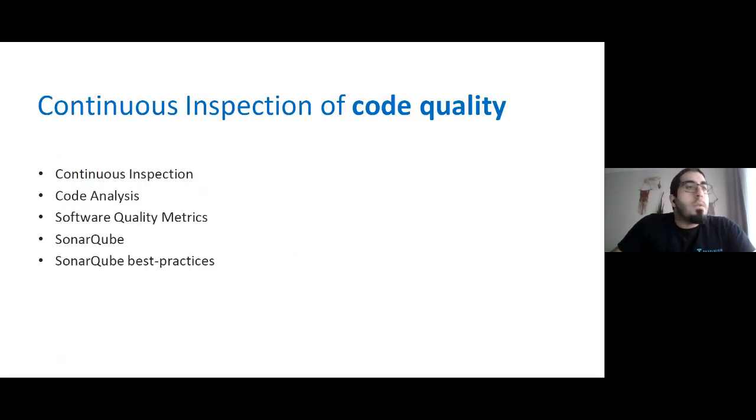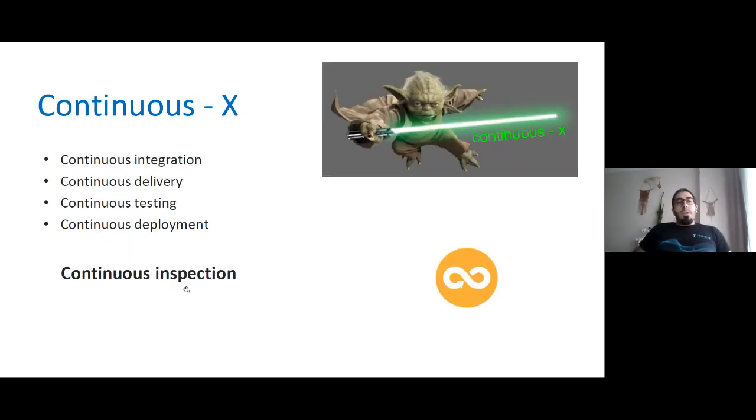So today we will talk about continuous inspection, code analysis, software quality metrics, and SonarQube and SonarQube best practice. With the rise of agile movement, we all heard continuously the word continuous. We all have practice of these concepts: continuous integration, continuous delivery, continuous testing, and continuous deployment. Or you have some knowledge of these terms. But besides all these, continuous inspection is an under-recognized concept. And I want to talk about this concept for the code quality domain today.